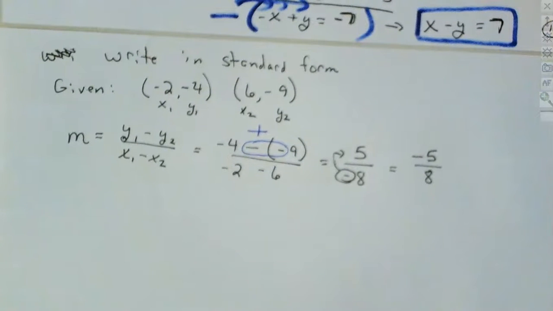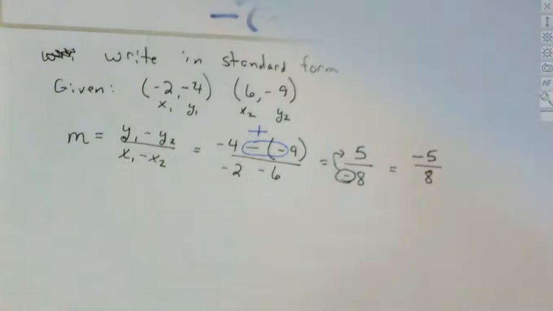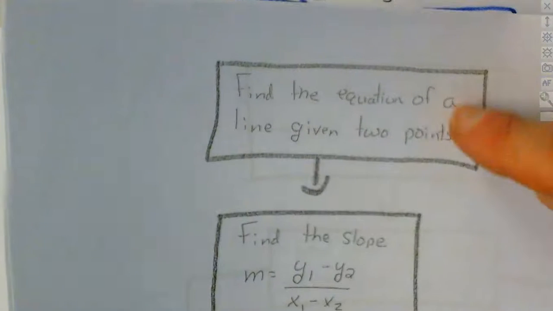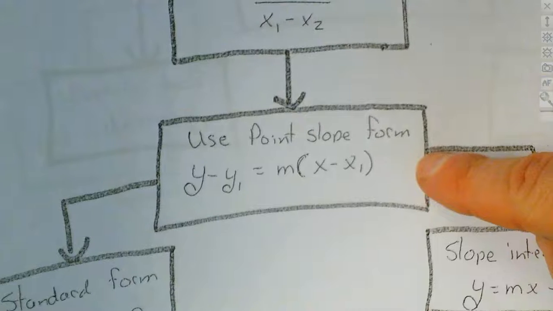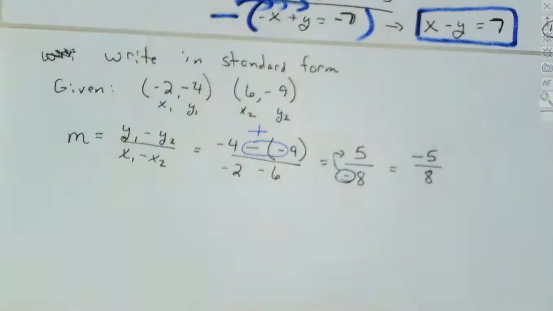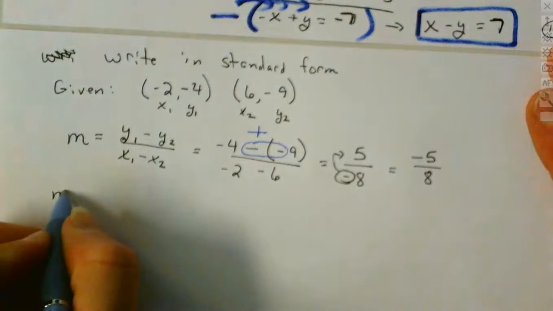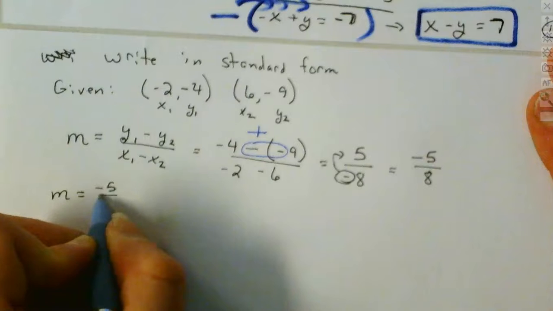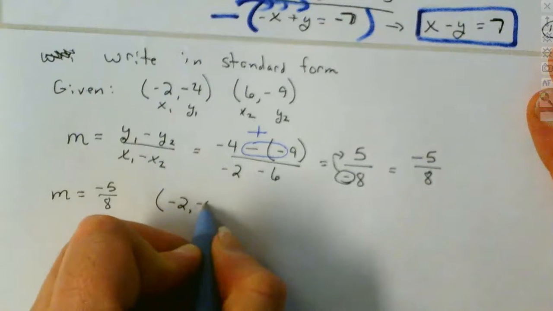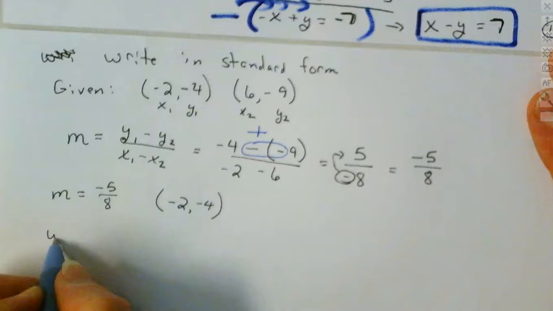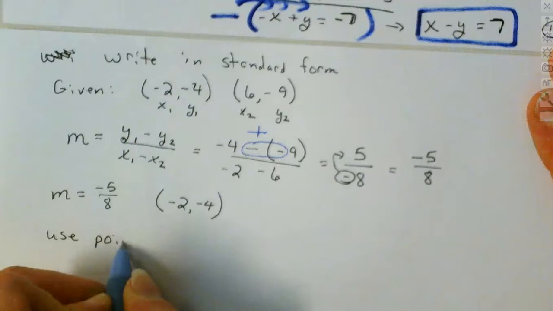And are we done yet? No, right? That's why you have the flow chart, because you got to watch the flow chart. You were here. We found our slope, right? What's next? Point slope. So that's the next thing that we do. I like to write my slope down, which is that minus 5/8. And we've got that point, minus 2 minus 4. So now we're going to use the point slope formula.